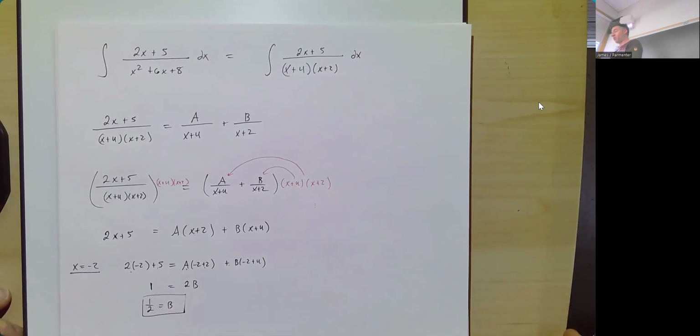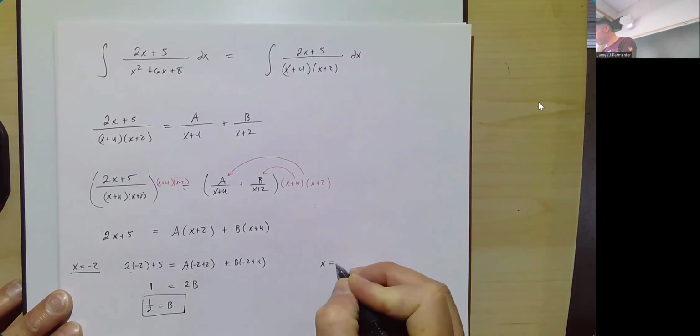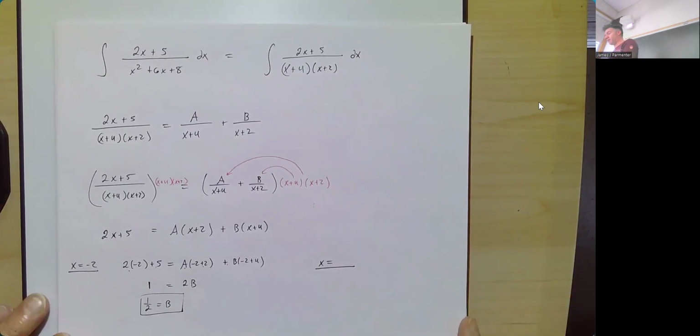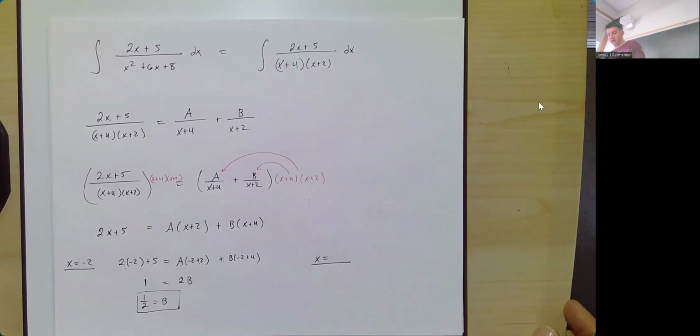Why don't you all do the same thing and pick the other convenient value of x? I don't want to tell you what it is. I'm pretty sure you can figure it out. Pick that convenient value of x and solve for a. And when you're done, let me know. You should also get a fraction for a.